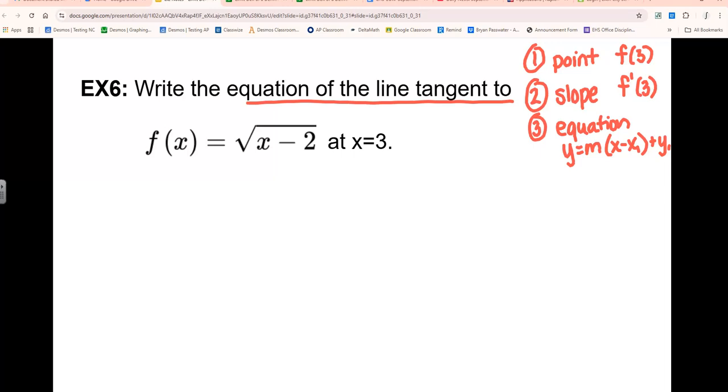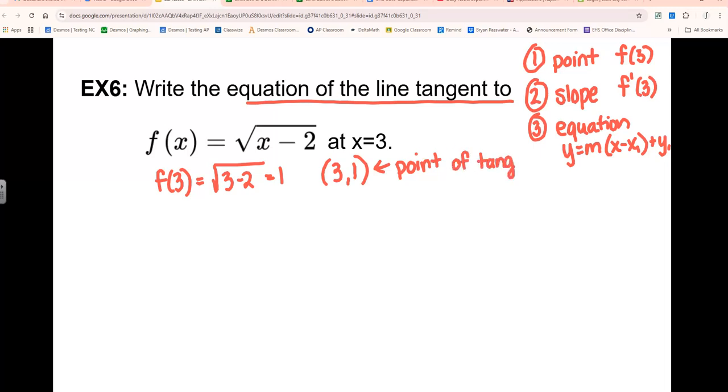I would do f of 3 first, because you can do it the most easily. So you're going to get square root of 3 minus 2, which is going to give you 1. And that means that (3, 1) is specifically what we call the point of tangency. Specifically, it's the point where the tangent line touches the graph, right? It's also just a point on the line there for that.